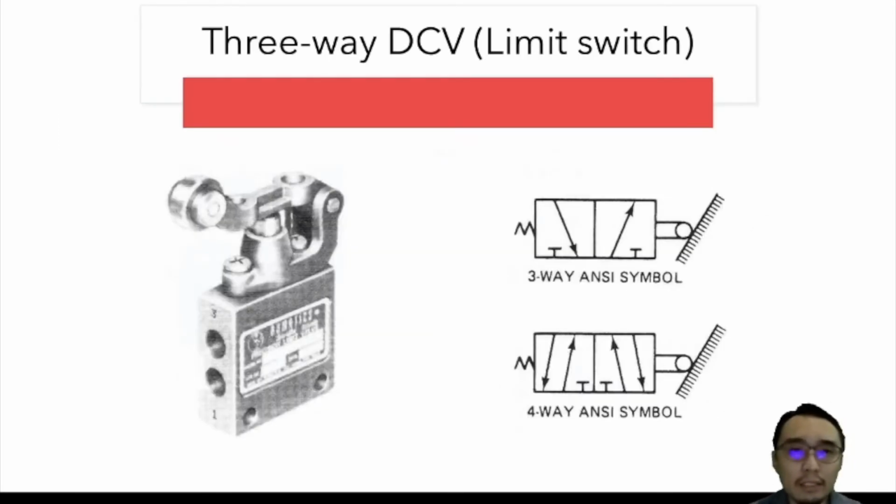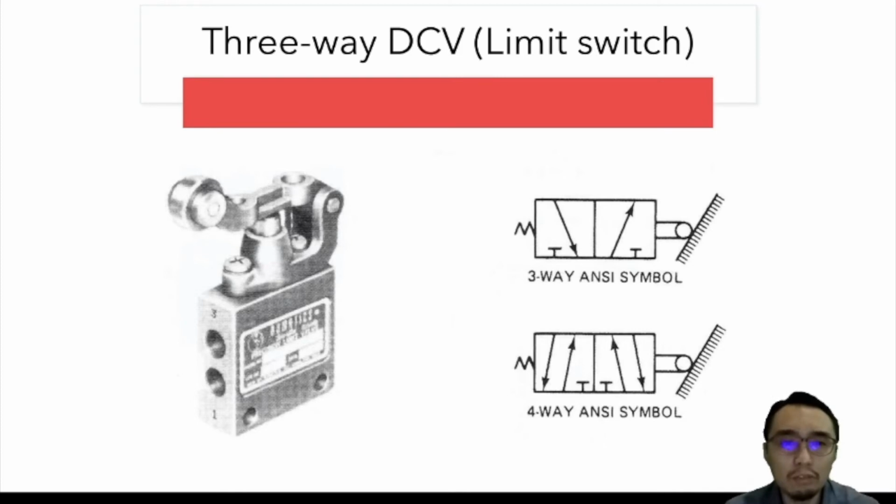Okay, next, this is a limit switch. If you recall, we saw a lot of limit switches. They could be electrical, they could be mechanical. So this is an example of a mechanically actuated limit switch. This is a limit switch valve that uses a roller lever actuator.